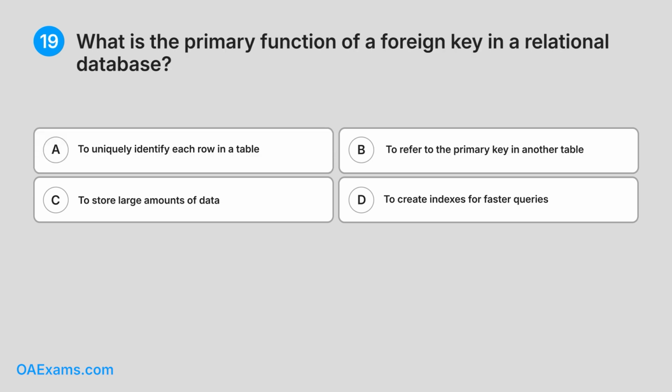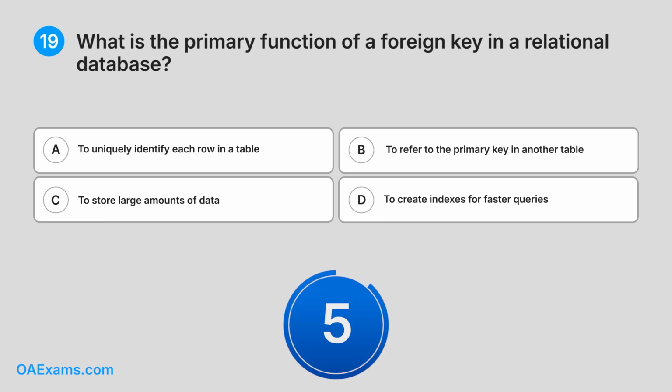19. What is the primary function of a foreign key in a relational database? A. To uniquely identify each row in a table. B. To refer to the primary key in another table. C. To store large amounts of data. D. To create indexes for faster queries. What do you think is the answer?